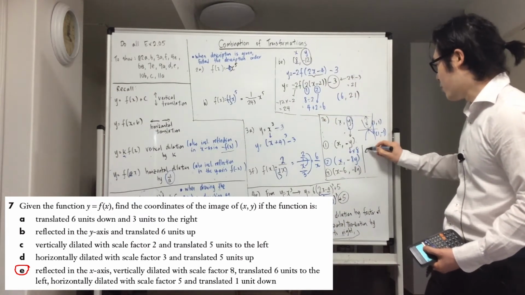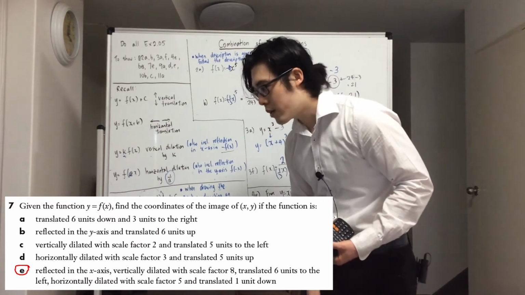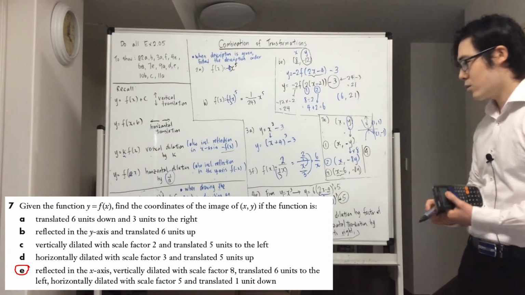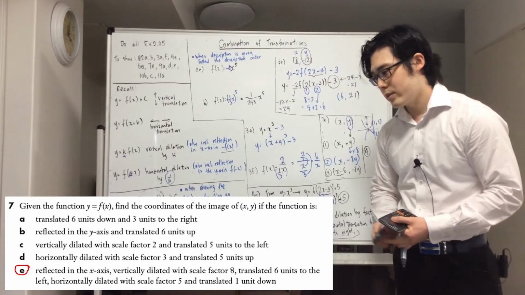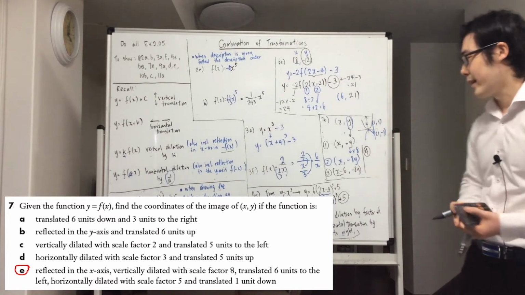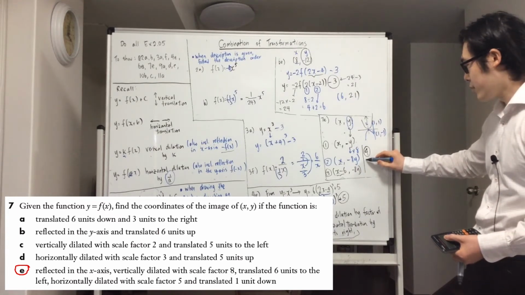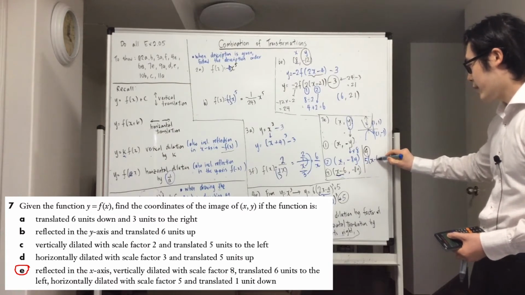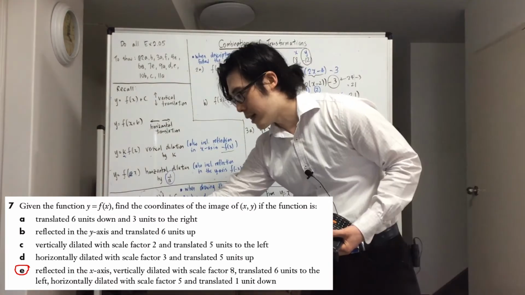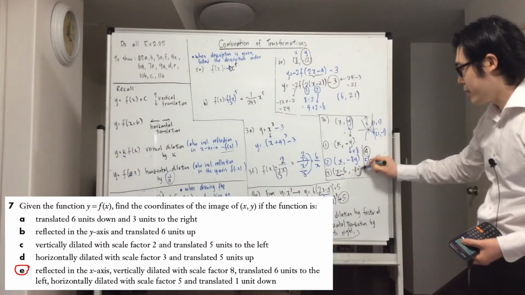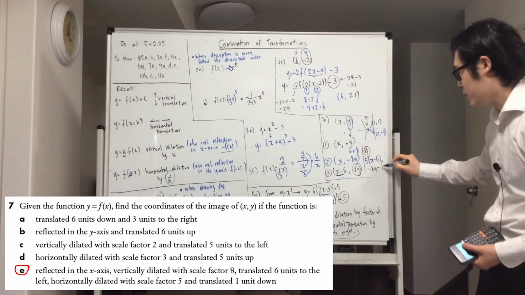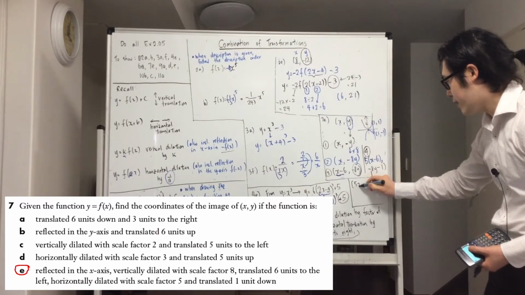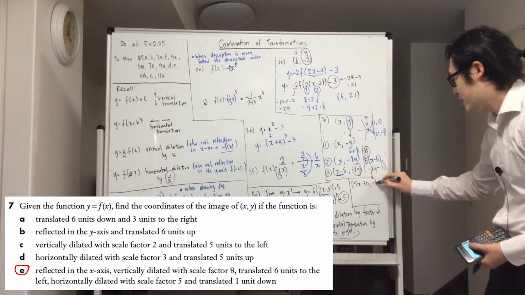And then step number 4, what does it say after that sentence? Horizontally dilated with scale factor of 5. So that means once again with the x-coordinate, if it's horizontally dilated with scale factor of 5, that's literally what you're multiplying by. So literally multiply 5 by that, okay? And then translated 1 unit down obviously means from here you're taking 1 down, minus 1. So if I simplify this, I'll just do it here. I've got 5x minus 30 and minus 8y minus 1.